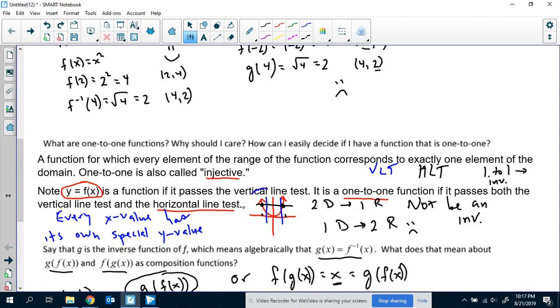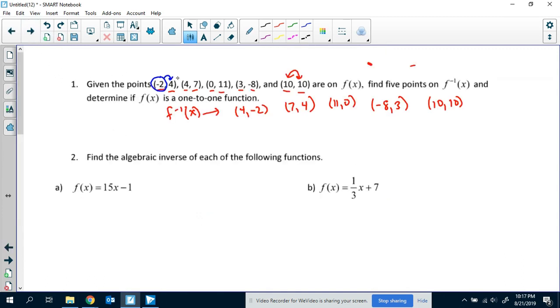So for example, in this one, notice that, let's say this is -3 and +3. They shared a y value. That was bad. So I need to make sure that I don't share any y values if I want to have an inverse function. If I look at these, 4, 7, 11, -8, and 10 are all not shared. They're all solo things. So that's good. So that means it might be one-to-one.